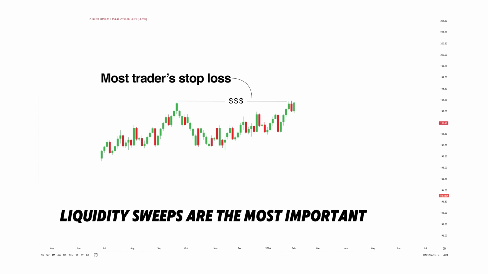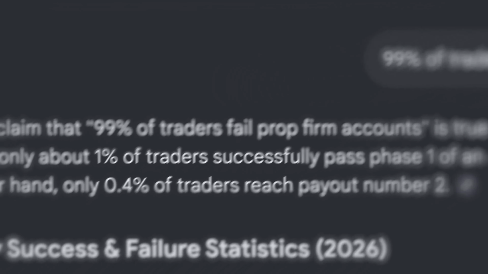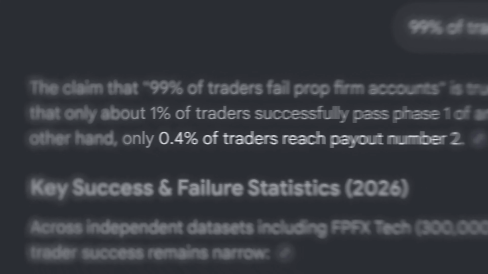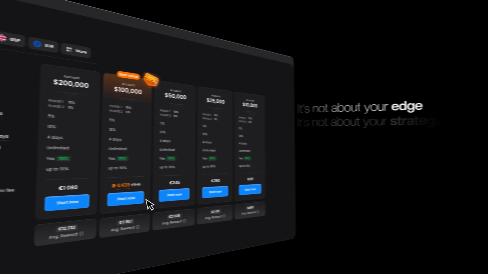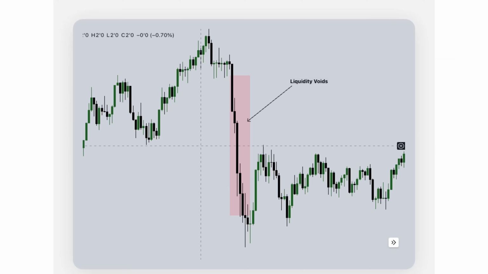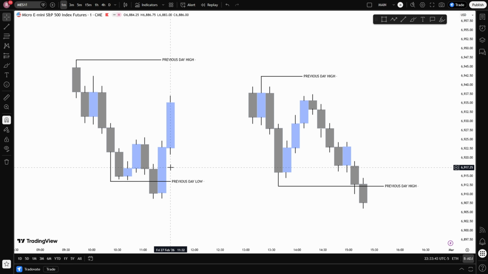Liquidity sweeps are the most important element of ICT trading. Yet still, 90% of traders fail to use the right and valid liquidity levels, which results in losing money and failing accounts. This video is part 2 of breaking down the most important liquidity levels, so let's get into it. As I already explained the monthly and weekly in my previous video, in this one I'm going to cover the other important liquidity levels.